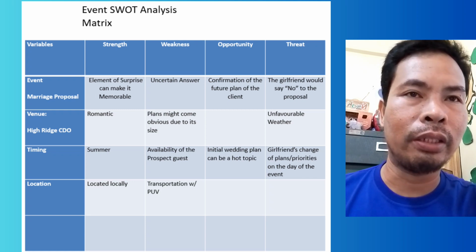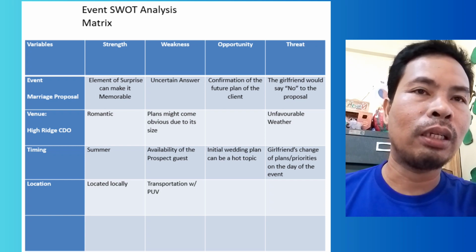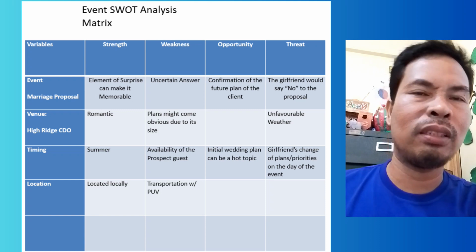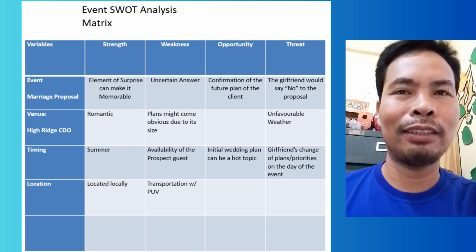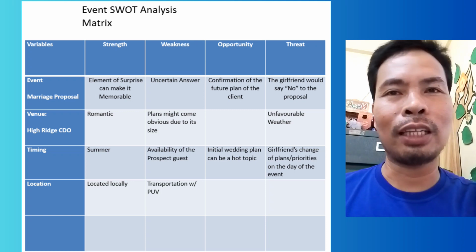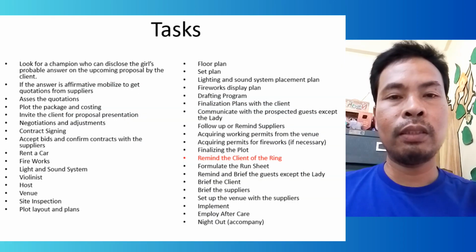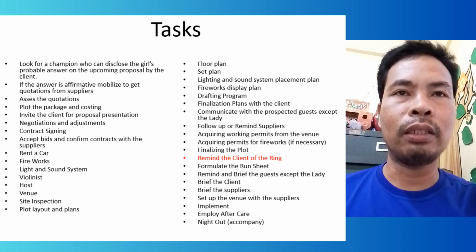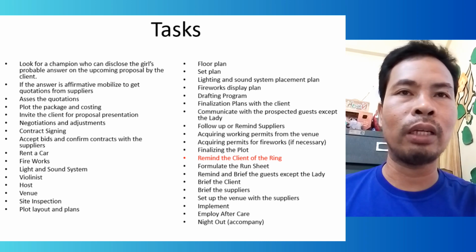Again, the threat is whenever the weather is unfavorable, it might not be pleasant to go to High Ridge. Since you already have your SWOT analysis of the event, then you can think of your tasks on what to do about the event.